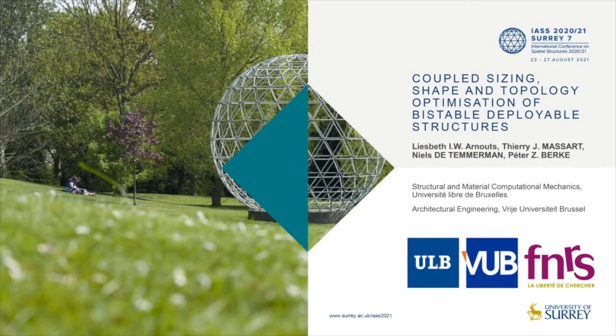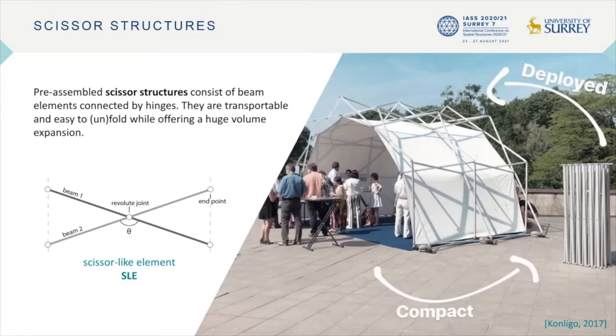So today I'm going to talk about the structural optimization of bistable scissor structures, and more specifically about a coupled sizing, shape, and topology optimization methodology. What are bistable scissor structures? Scissor structures consist of scissor-like elements, which are assemblies of two beams connected by a revolute joint. In the folded configuration, scissor structures are compact, and they can be rapidly deployed while offering a huge volume expansion.